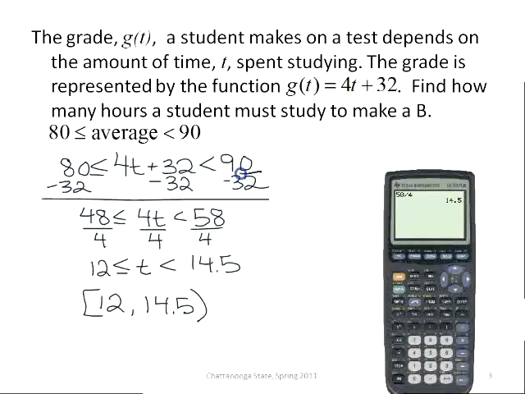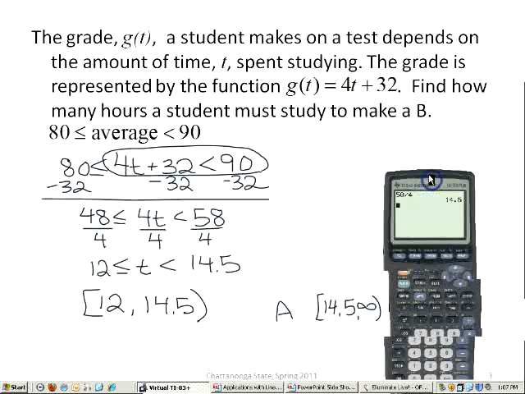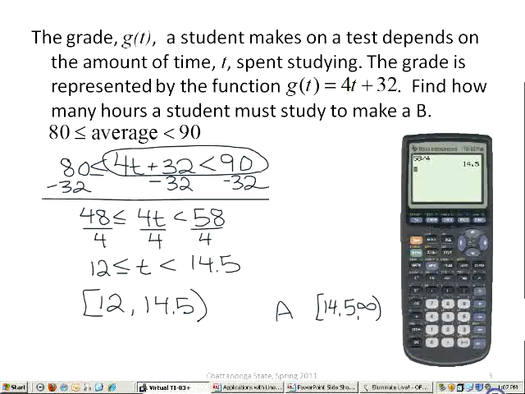Now I could also just look at this and say, well, if a 14 and a half will give him less than 90, if he wants to make an A, well then he would need to study 14 and a half hours or more to get an A on this test. Now if we look at this graphically, you would put the 4x plus 32 in your y1.